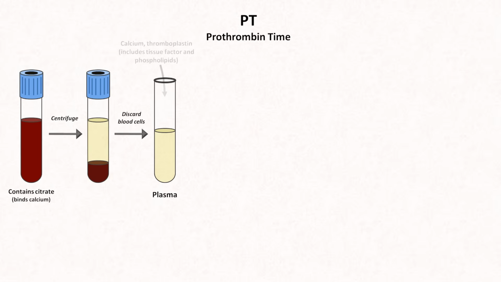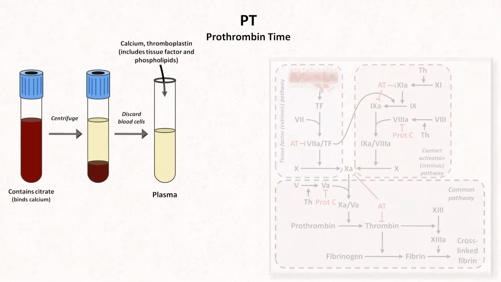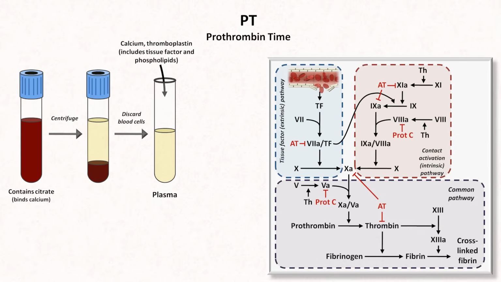To the plasma is added calcium and a substance called thromboplastin, which is a mixture of tissue factor and phospholipids. If we look back at the coagulation cascade from the video on normal hemostasis, we will be reminded that tissue factor is present here as the primary trigger for the tissue factor pathway, also known as the extrinsic pathway. Therefore, when added to plasma along with calcium, a fibrin clot will form.